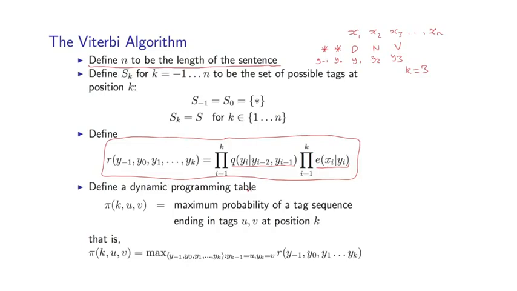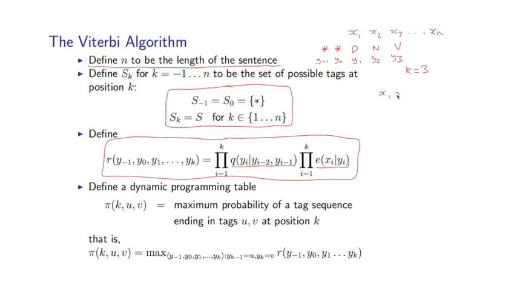Now we're going to define a dynamic programming table. So pi k u v is going to be the maximum probability of a tag sequence ending in tags u v at position k. Actually, to be completely precise, we need a couple of other definitions. So I'm going to define S sub k for k equals minus 1 to n to be the set of possible tags at each position k.